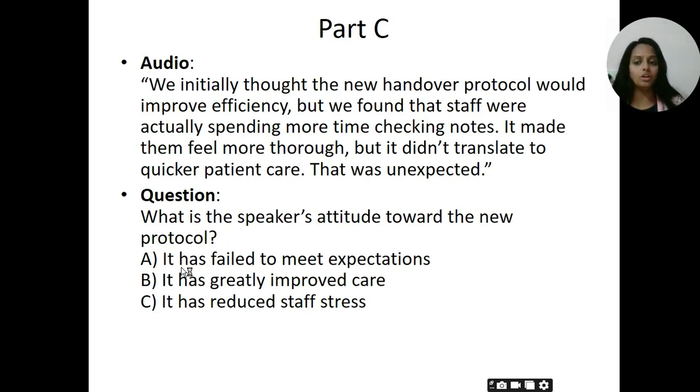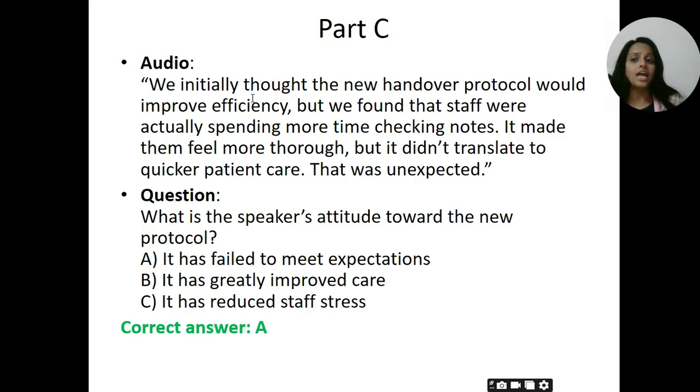And here is the question: what is the speaker's attitude toward the new protocol? And the options are: it has failed to meet expectations, it has greatly improved care, it has reduced staff stress. And the correct answer is option A, it has failed to meet expectations. He never says it failed. He just explains a surprising outcome in neutral words. And this is where most candidates freeze.